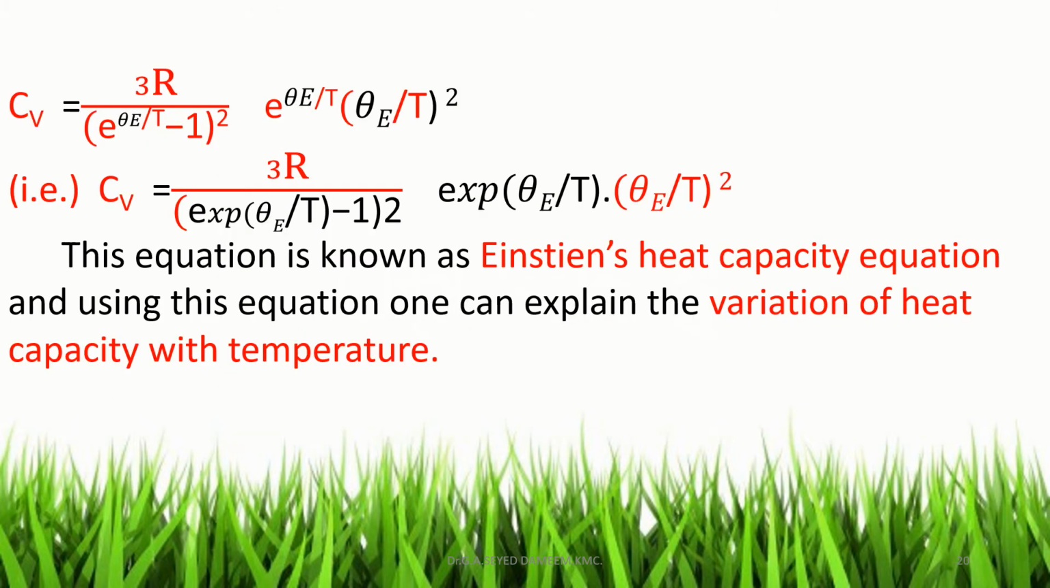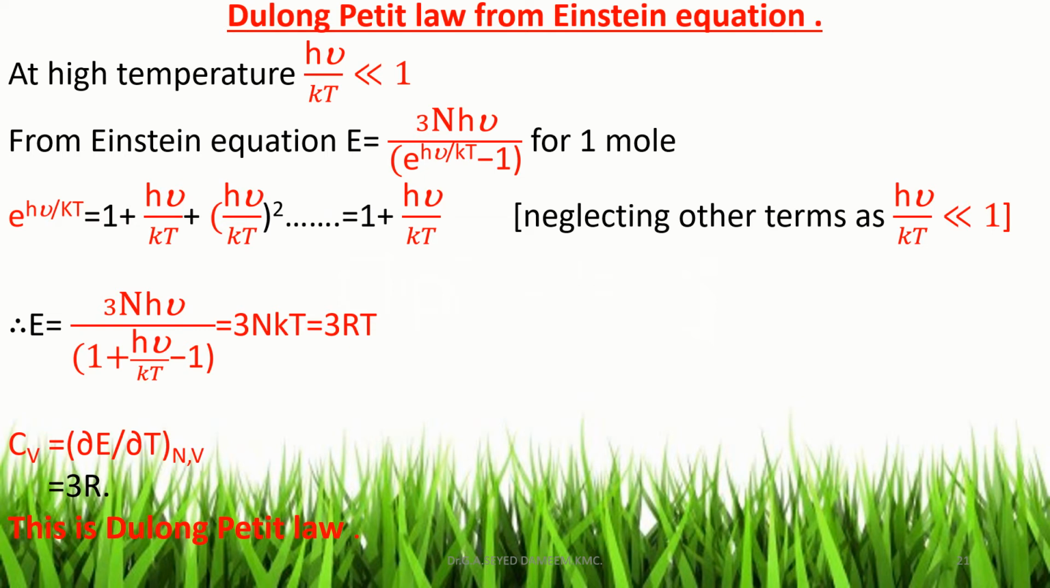Now the Einstein heat capacity equation is shown in this slide, and using this equation one can explain the variation of heat capacity with the temperature. This topic: Dulong-Petit law from Einstein equation. That is, we can derive the Dulong-Petit law from the Einstein equation. At high temperature, the value of h nu by kT is very much less than 1.